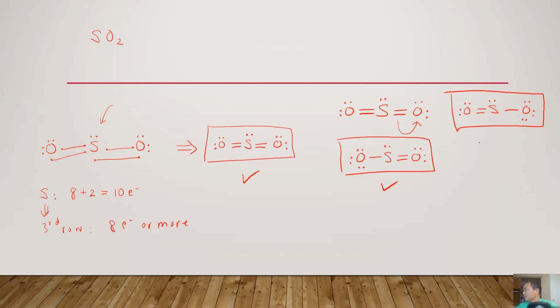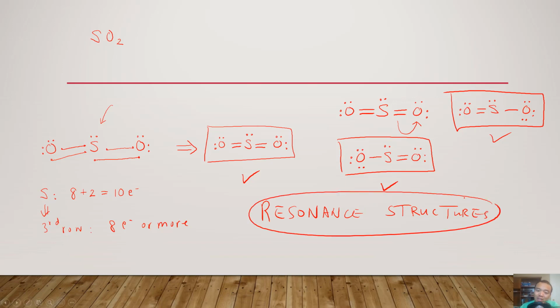So all these 3 structures, they are valid, and some are better than the other, but I will not go over this in the intro level. So these 3 structures you see over here, they are so-called resonance structures. And the difference between them is the placement of electrons, but the connectivity, or how the atoms are connected, are the same.